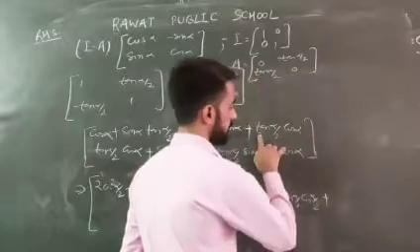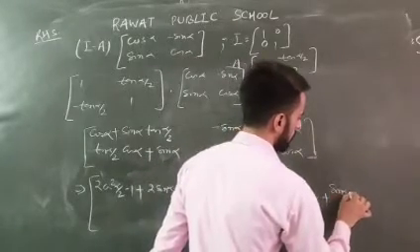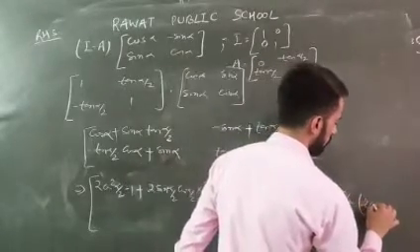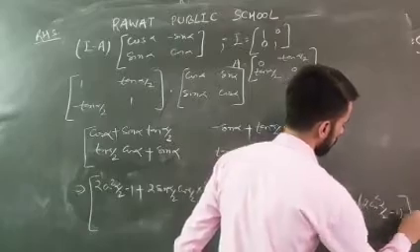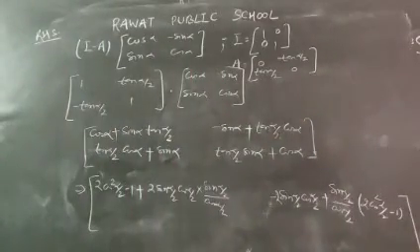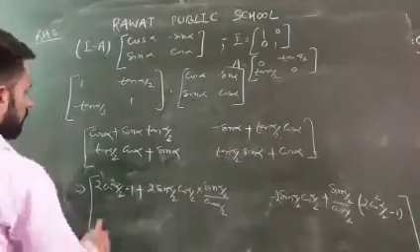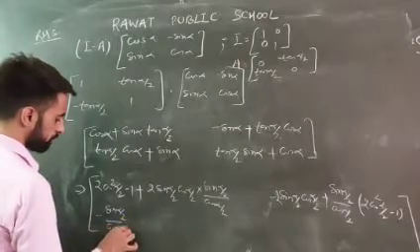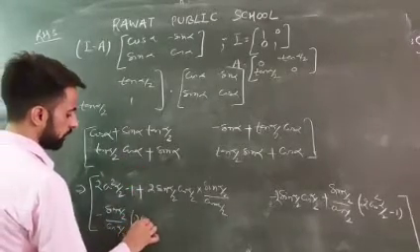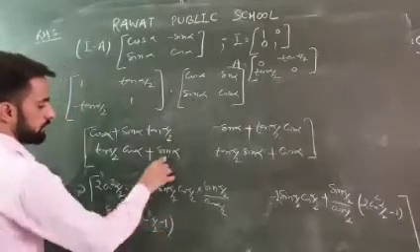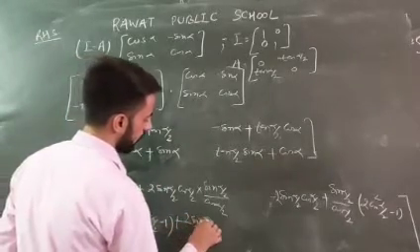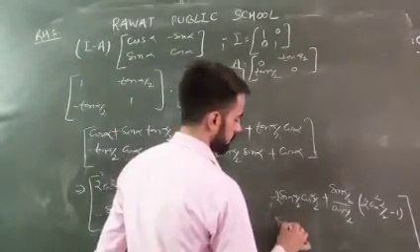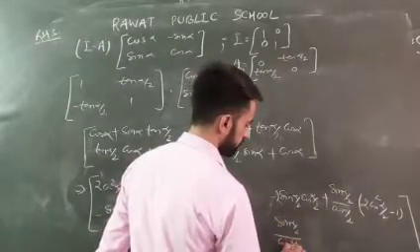Plus tan alpha by 2 can be written as sin alpha by 2 upon cos alpha by 2. And cos alpha can be written as 2 cos square alpha by 2 minus 1. I believe this is visible to you here. Okay, this is visible. Now again, minus tan alpha by 2 can be written as minus sin alpha by 2 upon cos alpha by 2. Cos alpha can be written as 2 cos square alpha by 2 minus 1. Sin alpha can be written as 2 sin alpha by 2 and cos alpha by 2.